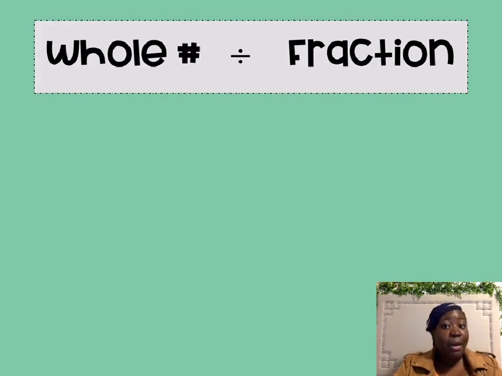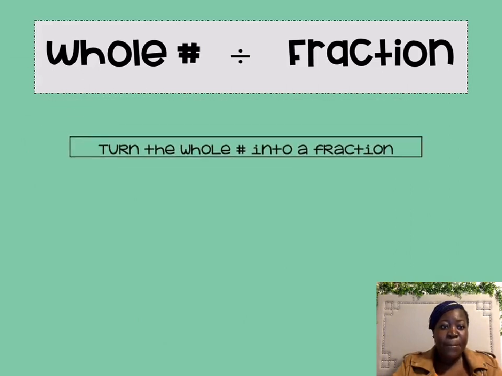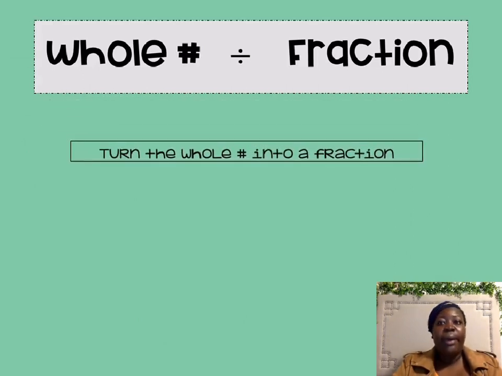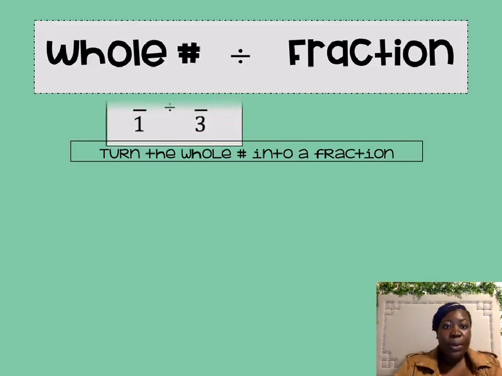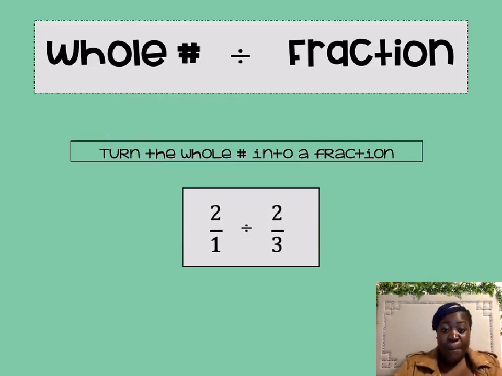We're still talking about how to divide a whole number by a fraction. And we're going to look at the same problem that we had, which was 2 divided by 2/3. You're going to turn the whole number into a fraction by setting your denominator as 1. Notice that 2 is now 2 over 1. Keep your division sign, keep your 2/3 because we're trying to work with two fractions.